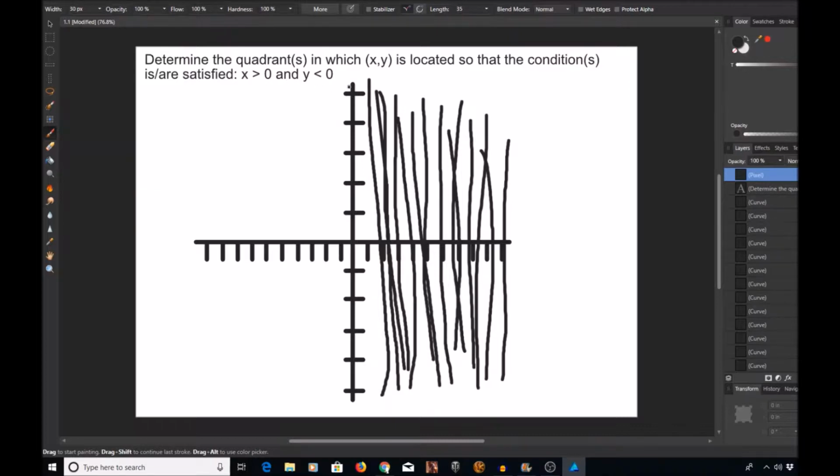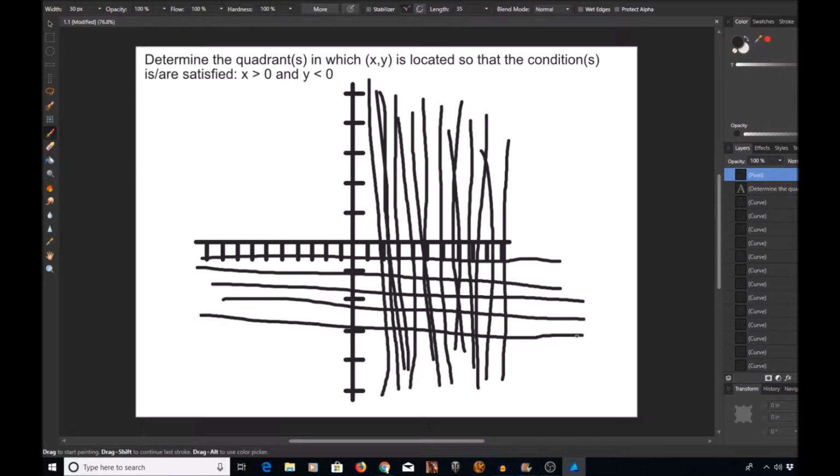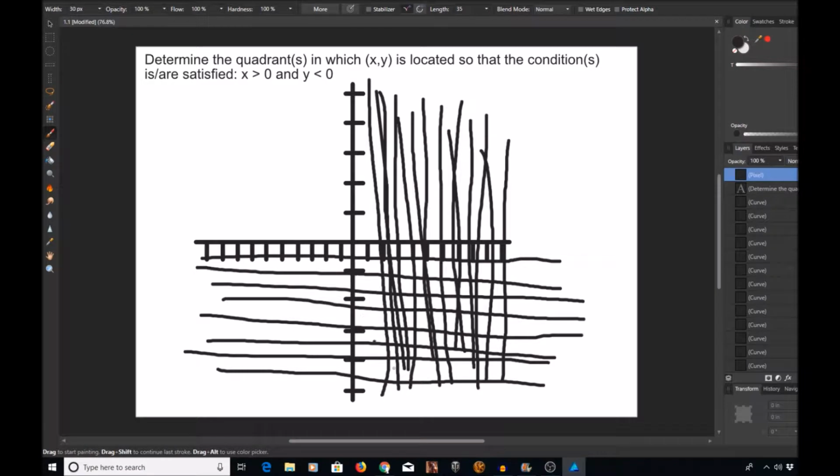And then our other piece of information is y is less than 0, which we know y is less than 0 anywhere underneath this horizontal line. So we draw lines like that to represent where y is less than 0. And we see that the only quadrant in which these two lines intersect is in quadrant 4. So our final answer is quadrant 4.